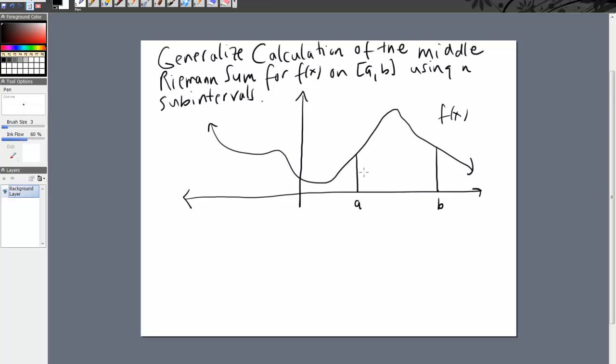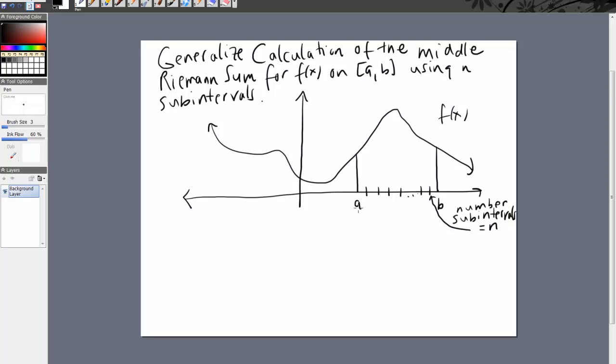Since we have n subintervals, we're going to want to break this interval AB into n pieces or n subintervals, where the number of pieces, the number of subintervals, is equal to n.